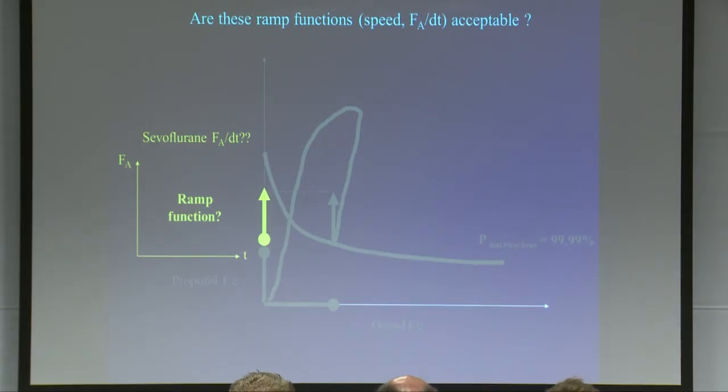So the question now, before proceeding, is: are these ramp functions acceptable, these rates of rise? Do we get into any valleys of no anesthesia? And we're just starting to be able to study this with Michel's model. But I hooked up a BIS monitor because I was really very curious.